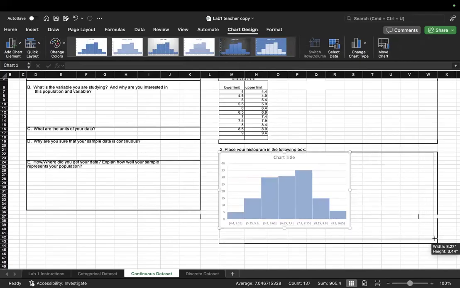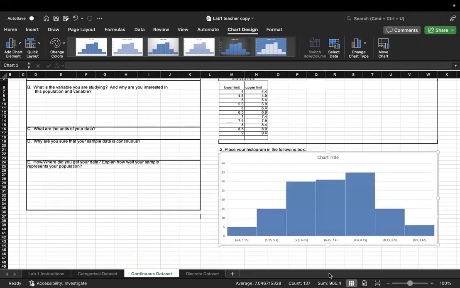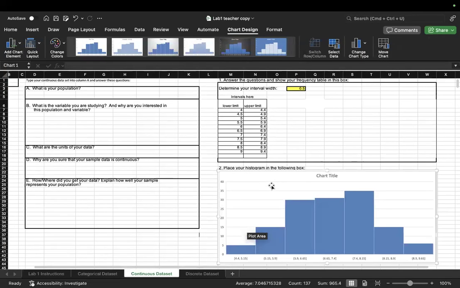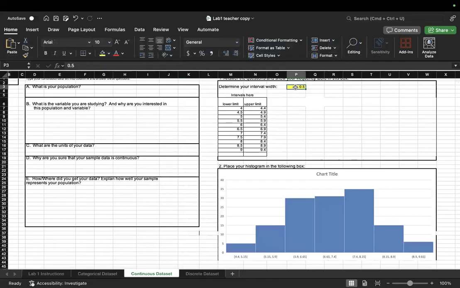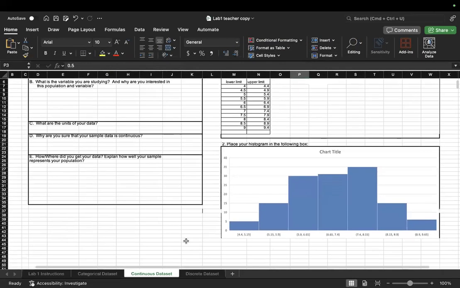Notice that Excel decided for me what my bin width would be. If you decide you want to just choose the one Excel has, I would have to calculate what that bin width is and then just type it in this box up here. I don't like their bin width.